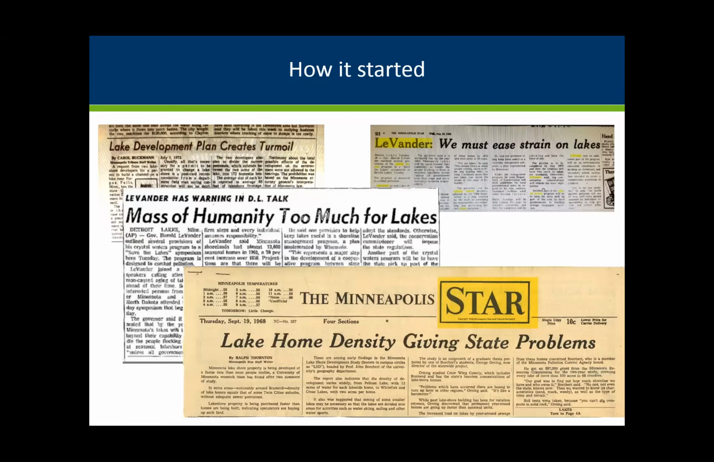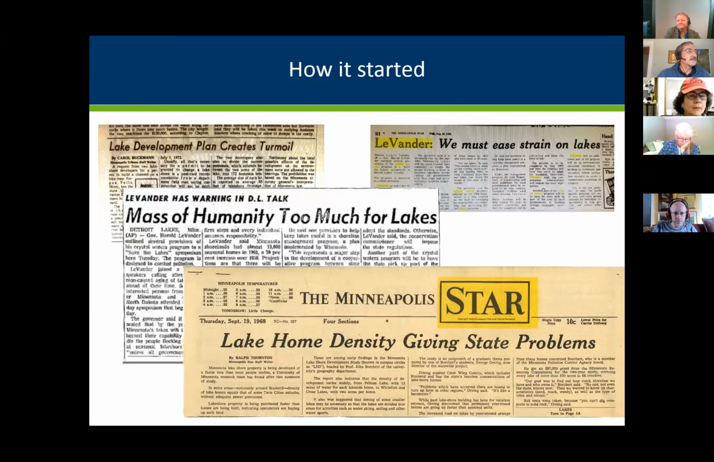But it was started in 1969 when many other nationwide environmental regulations were put in place. And I mean, we value our lakes and we care about water quality. There's a ton of fishermen and we like to fish, we like to swim in our lakes, and it's a part of our identity.